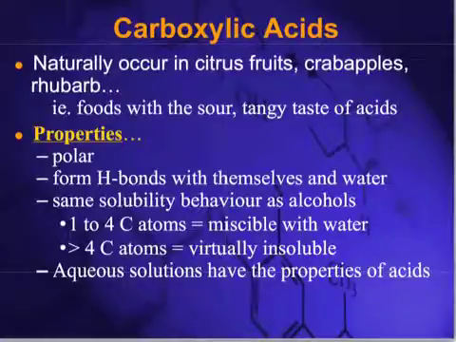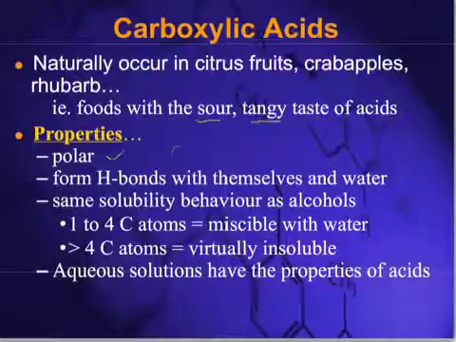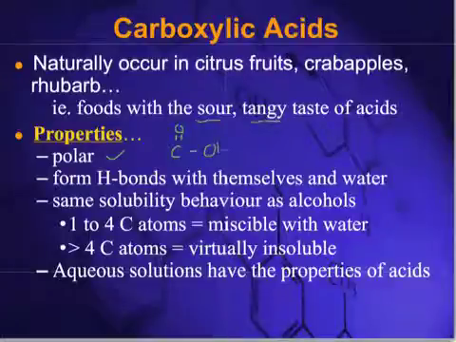These carboxylic acids, as we mentioned, are weak acids. Therefore, they make food taste sour or tangy and are naturally found in citrus fruits and other sour-tasting plants. They are polar because of their C double bond O bond as well as their OH. This OH provides them with a hydrogen bonding capability, and they hydrogen bond with other carboxylic acids as well as water. These carboxylic acids have a similar solubility as alcohols.